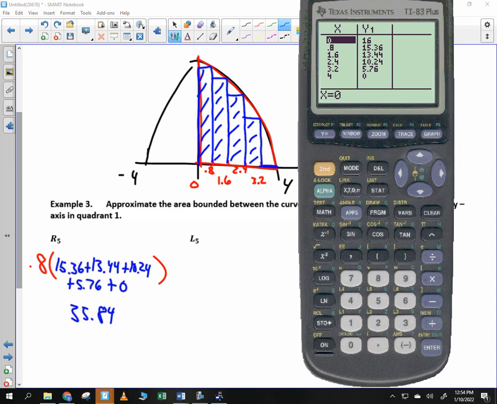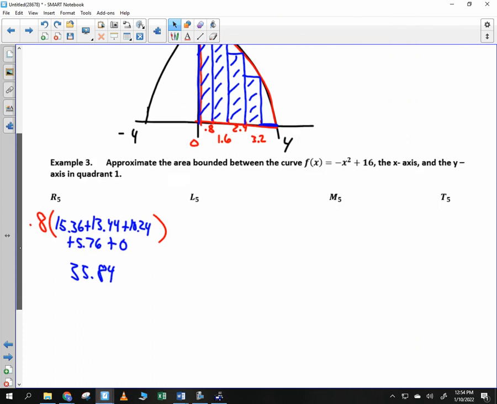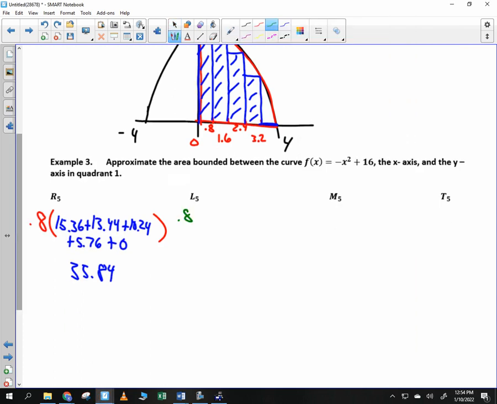So now, which one do I leave off? The very last one, right? So you're going to pick up this first one, but you're going to lose the last one. So the left hand picks up the first and loses the last. 0.8 times 16 plus 15.36, 13.44, 10.24, 5.76.